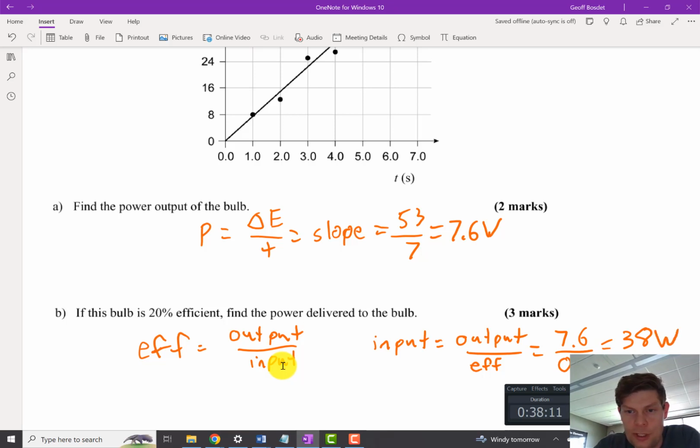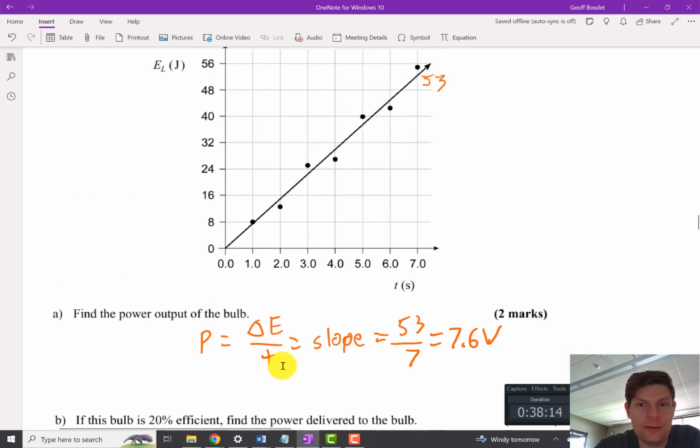So 38 watts input, we're only getting 7.6 out. This is definitely an older style bulb.